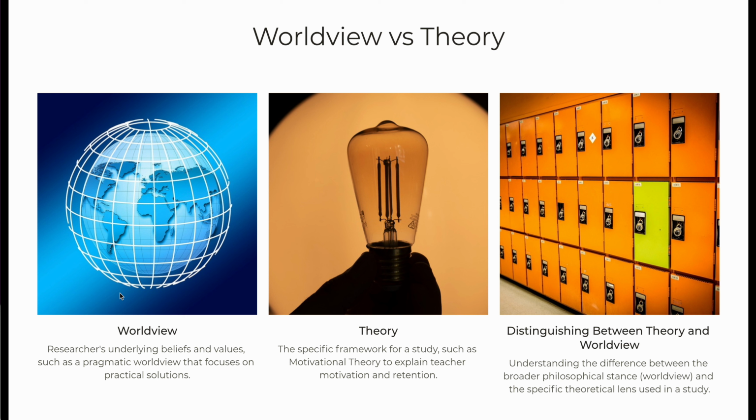Worldview and theory play together, and you've got to make sure that you're distinguishing between those two, and really one is in the doing and one is in the thinking.